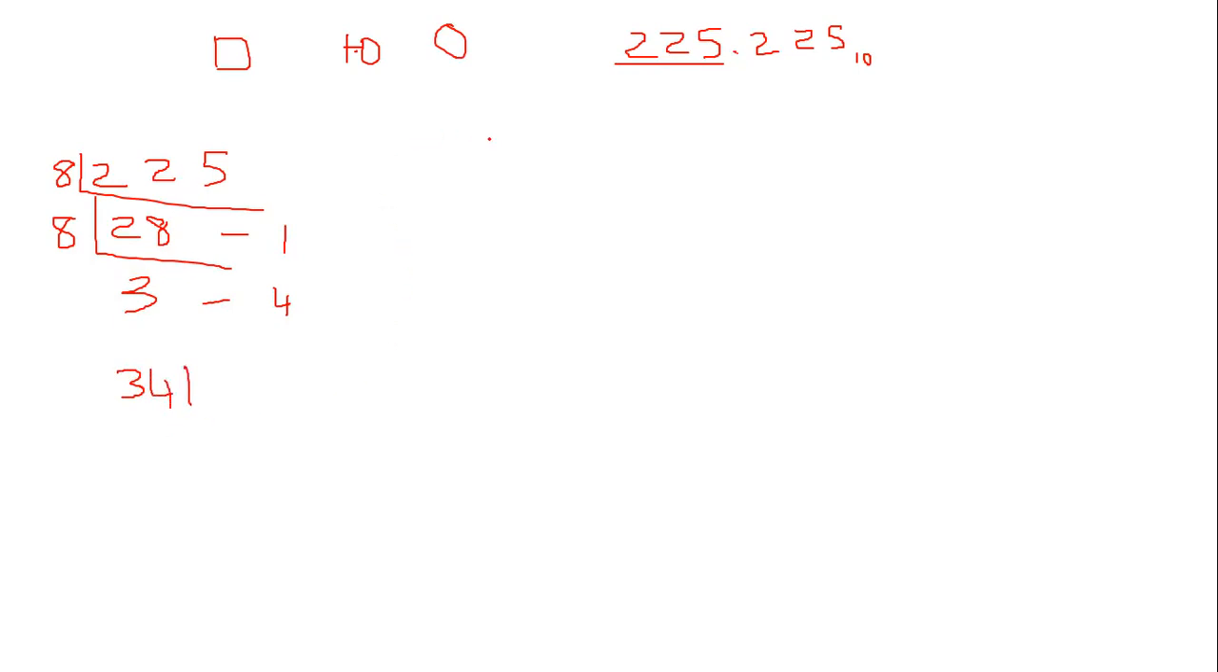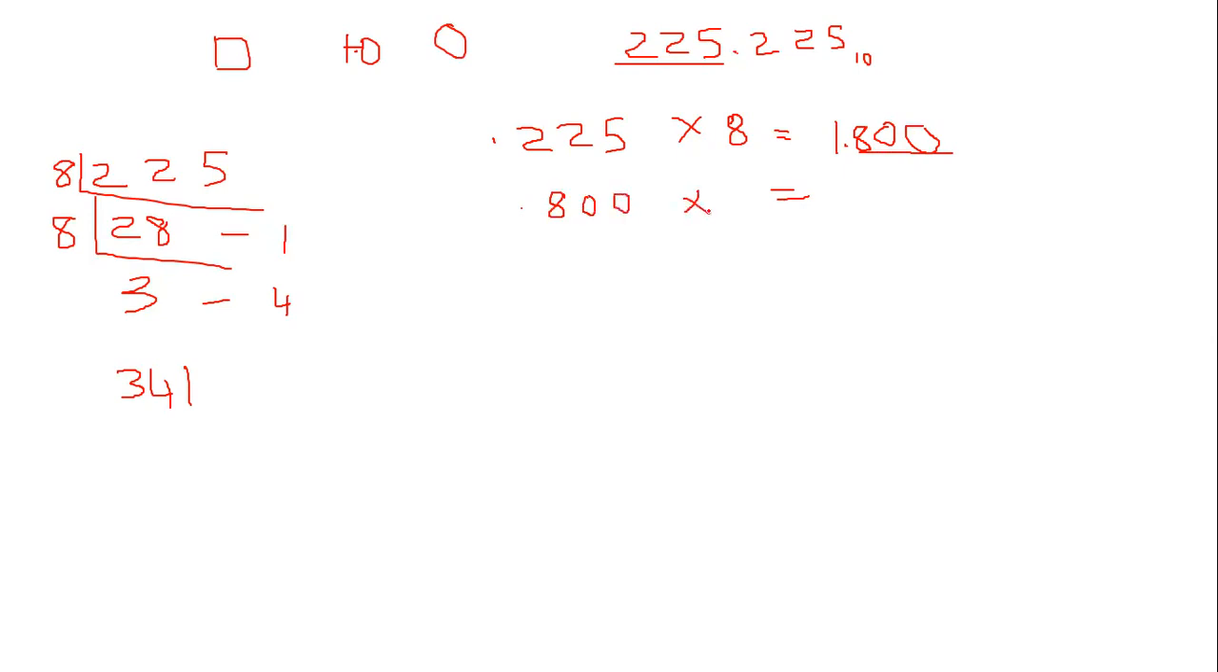Then you do the second part, the decimal places: 0.225 I have to calculate. After the decimal point, you need to multiply by 8. When I multiply this by 8, I get 1.800. I will leave this 1 here itself and take only 0.800.